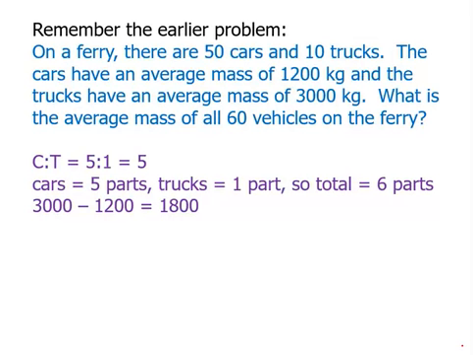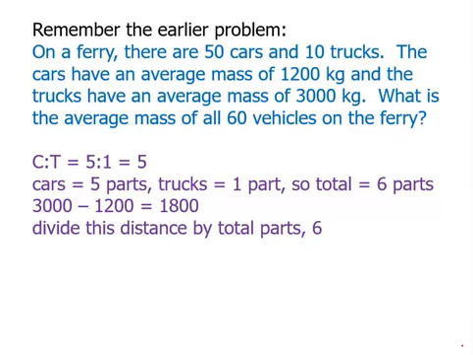So how do we divide 1,800 into 6 parts? Well, we divide it by 6. 1,800 divided by 6 is 300. So 300 is 1 part. And so that means the larger group, cars, are 1 part of the distance, or 300 away from the average. And trucks, which is the smaller group, they're 5 parts away.